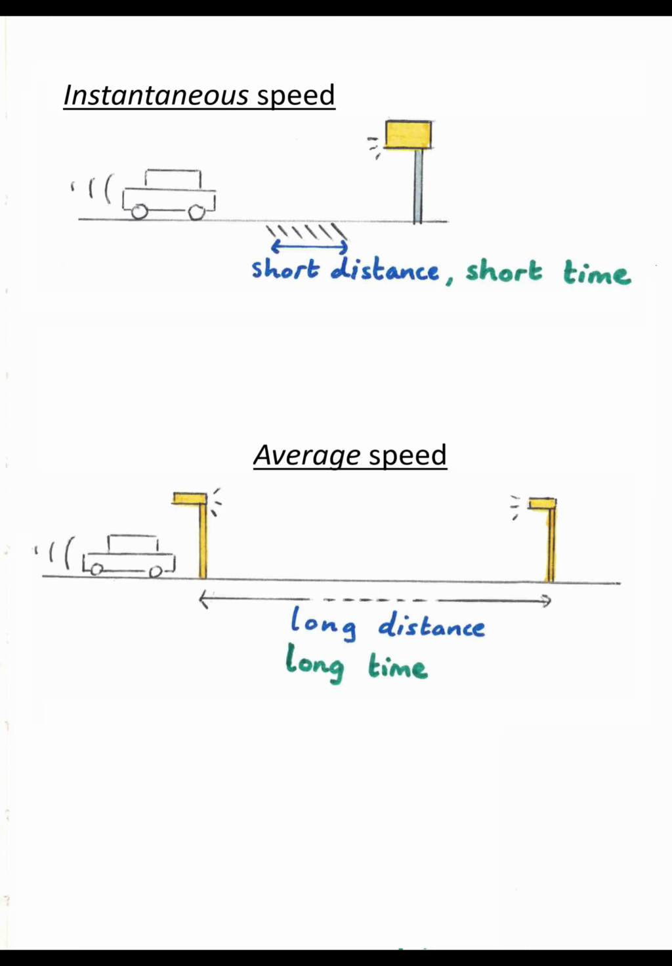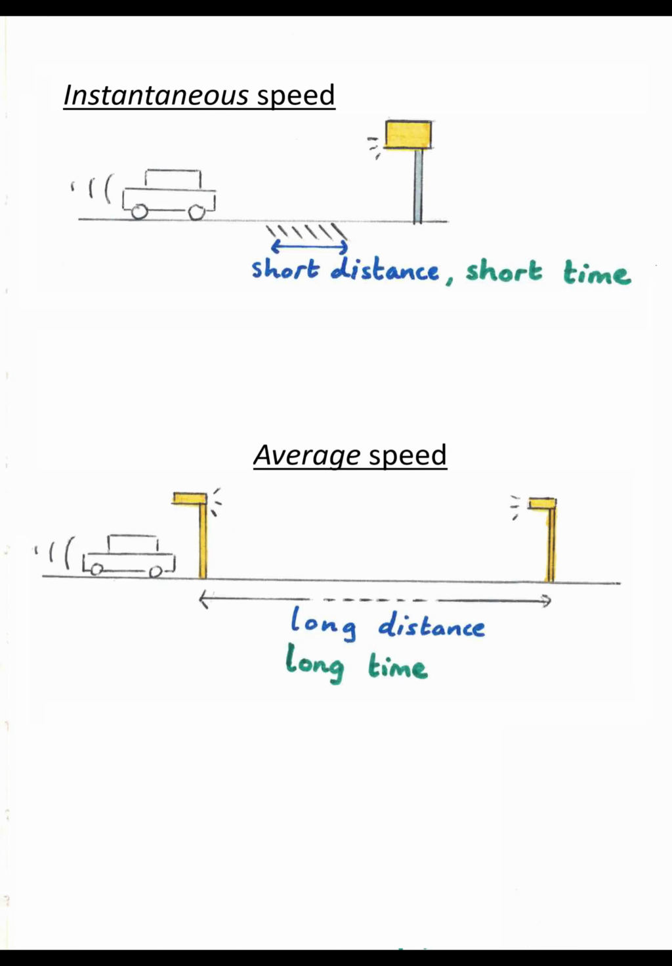With instantaneous speed, the distance and the time are very short. With the speed camera, the distance is the short length of white lines you might have seen on the road, just in front of the speed camera. The time value is the time the car takes to cross those white lines. Then the camera does the calculation: speed equals distance divided by time.